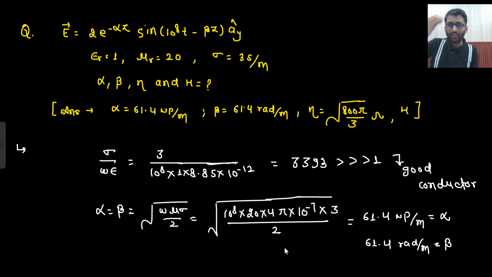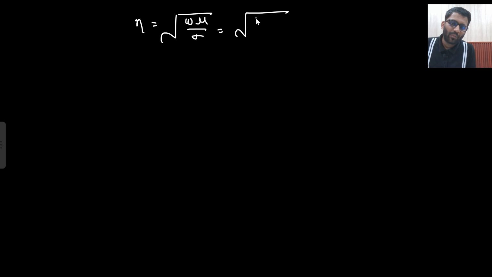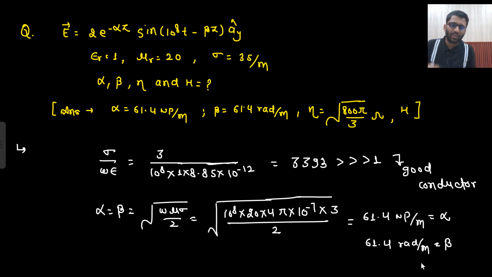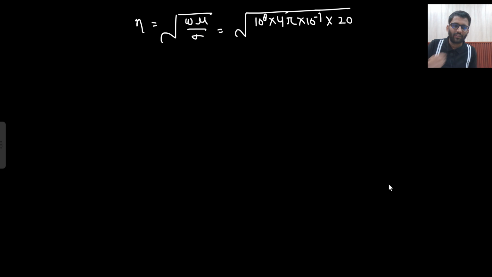Now I need to calculate the value of eta. So what is the expression of eta? Square root of j omega mu upon sigma only. So do I have the value of omega? Yes. Do I have the value of mu? 4 pi into 10 to the power minus 7 into mu r equals 20. Mu r equals 20, right? And what is the value of sigma? That is 3. So it is coming out to be.